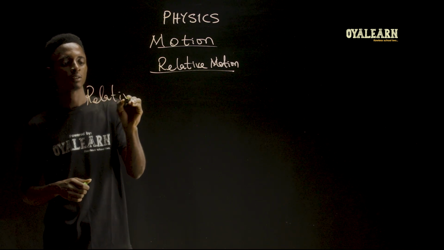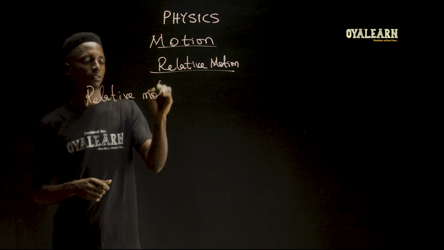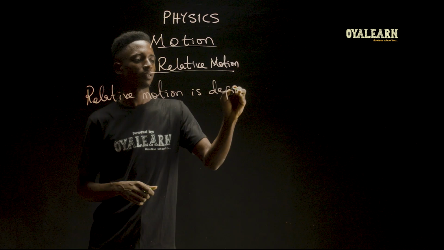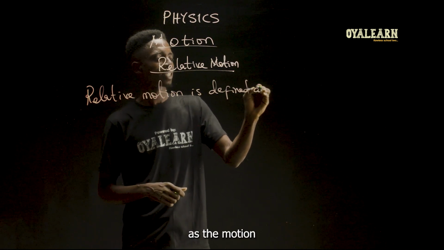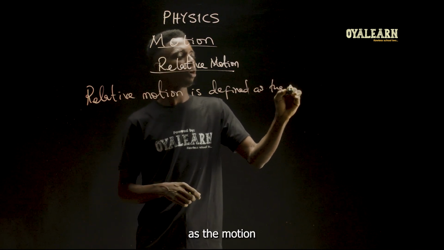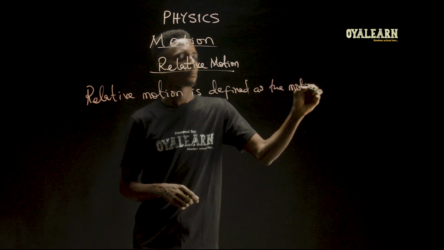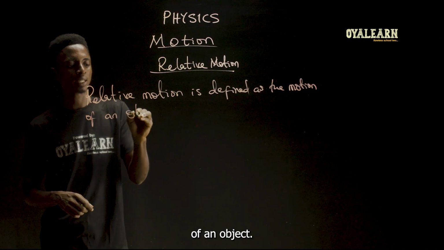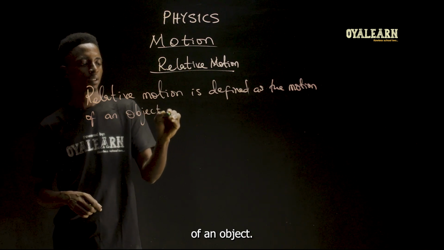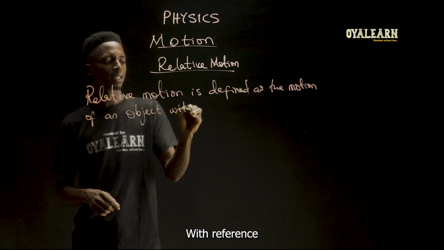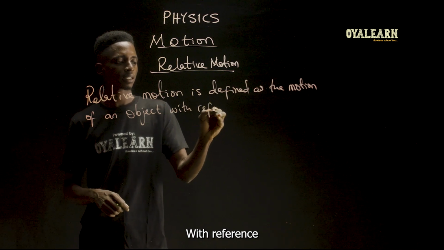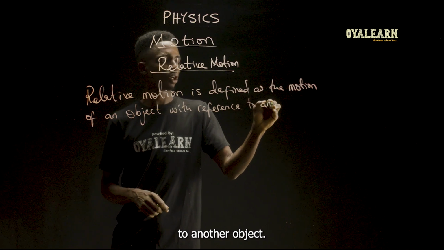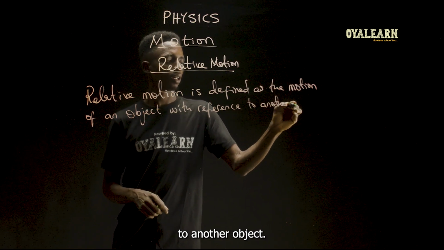Relative motion is defined as the motion of an object with reference to another object.